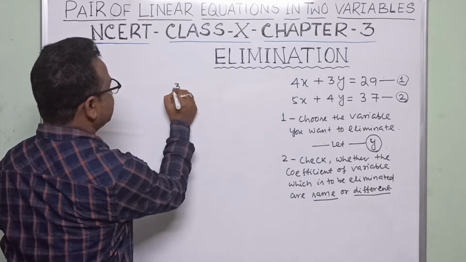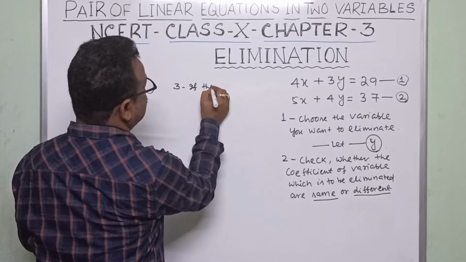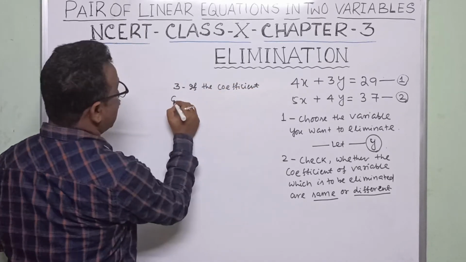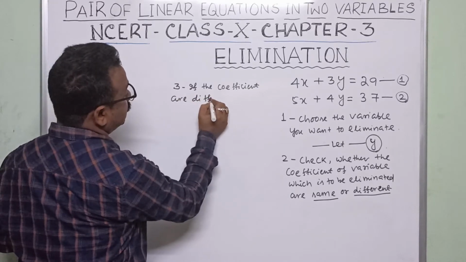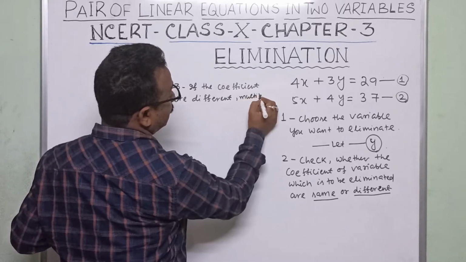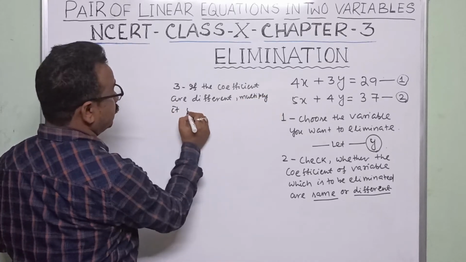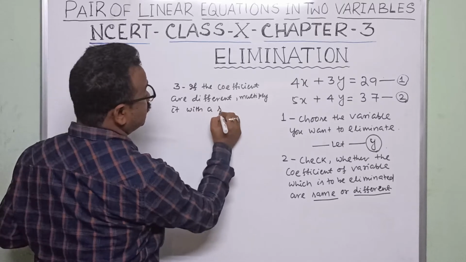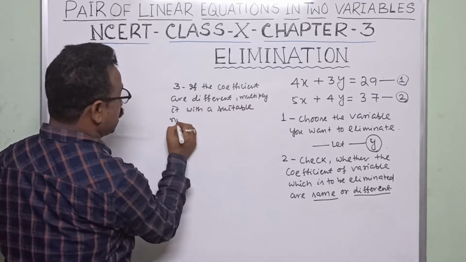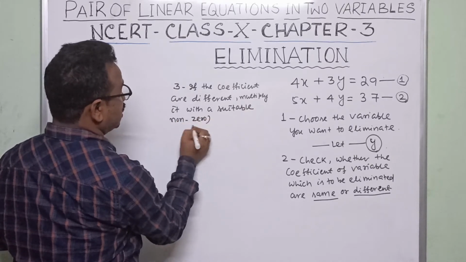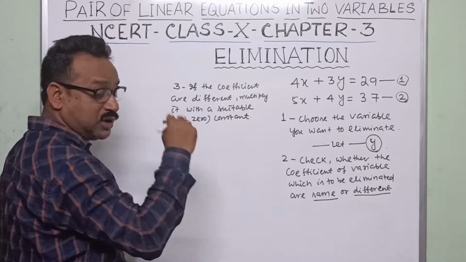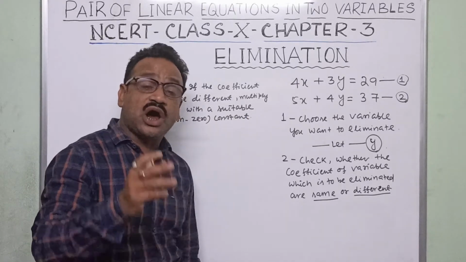Let's see point 3. If the coefficients are different, multiply it with a suitable non-zero constant. Multiply with a suitable non-zero constant.